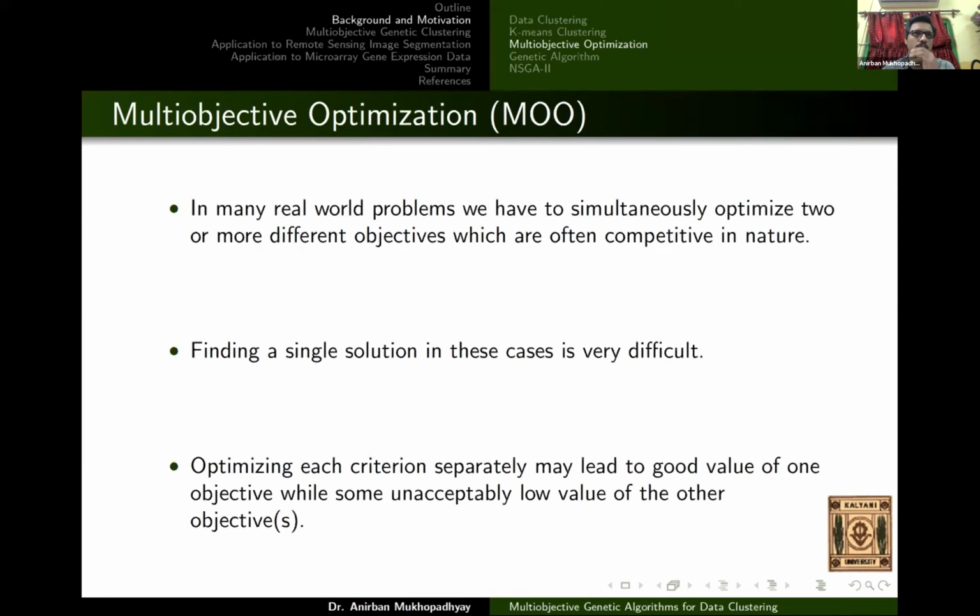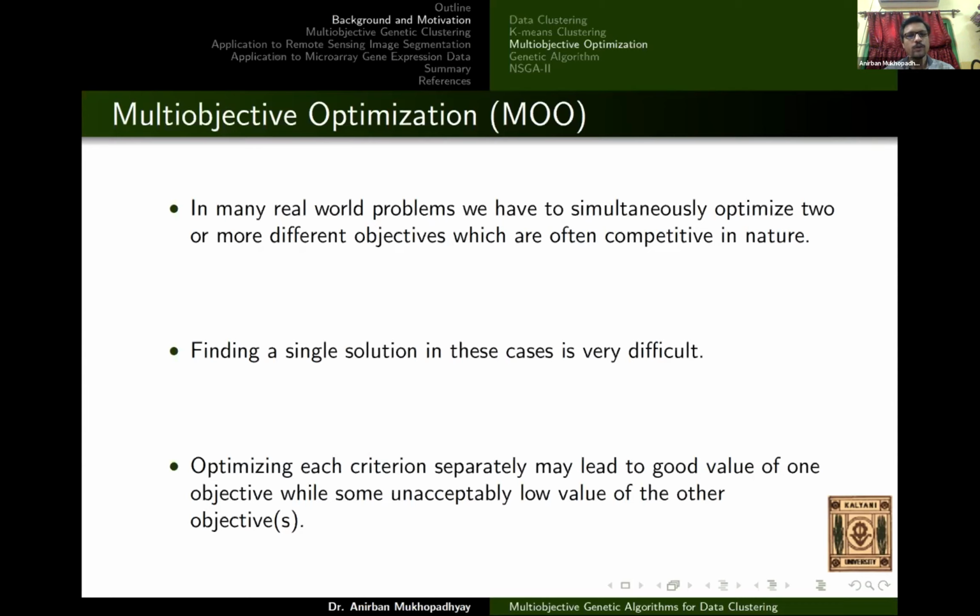For example, suppose I want to find an optimal path from Kolkata to Delhi. We may want to optimize many things. Say we want to minimize the distance, minimize the cost, or minimize the time. So there are different objective functions, and many times these objective functions are contradictory in nature.